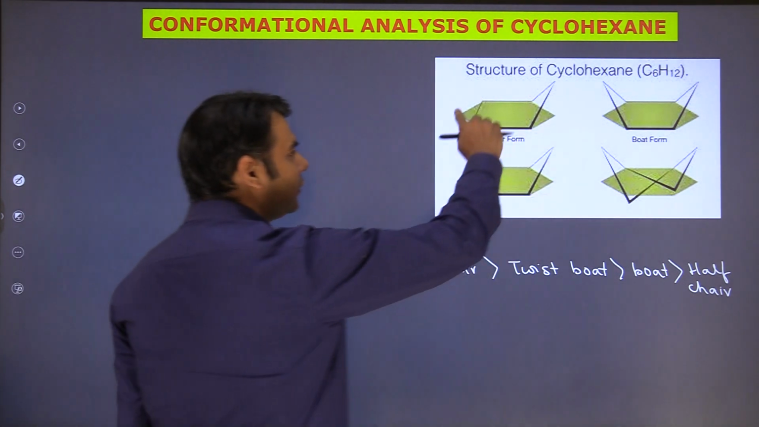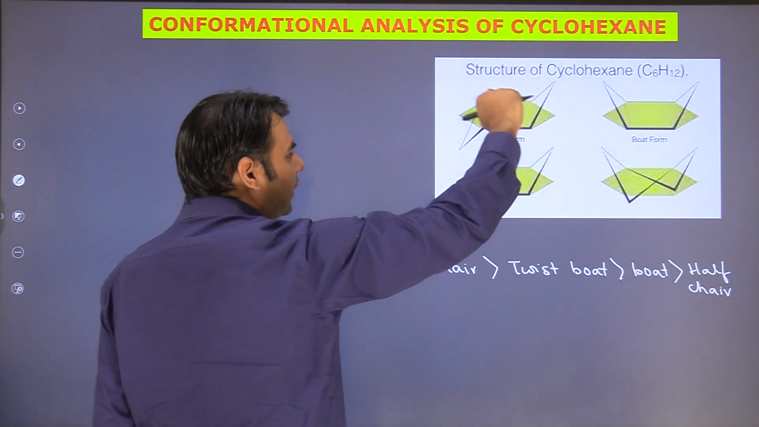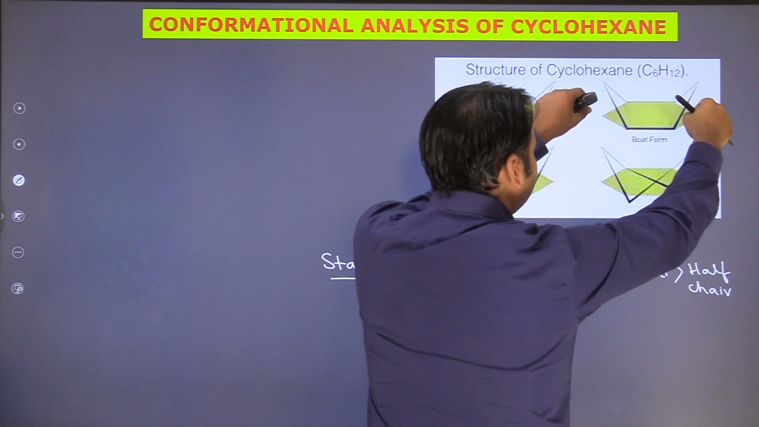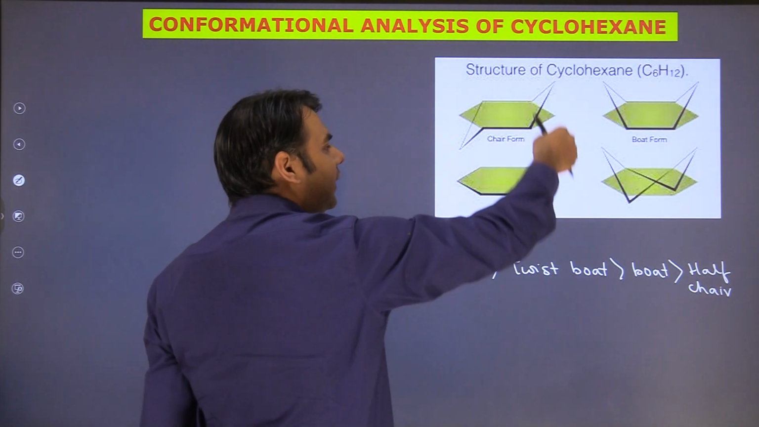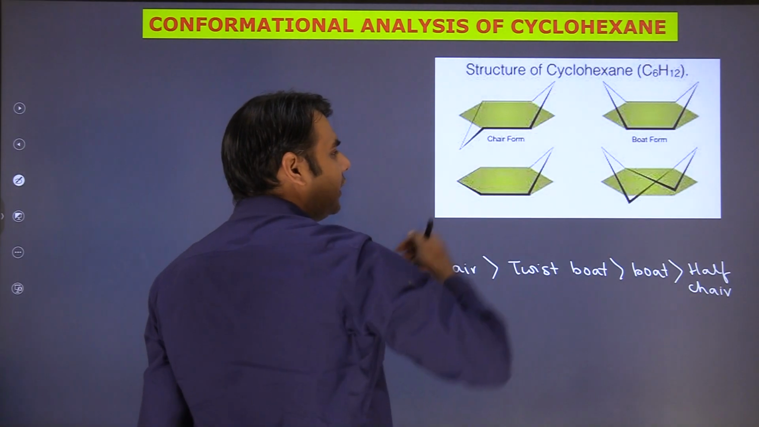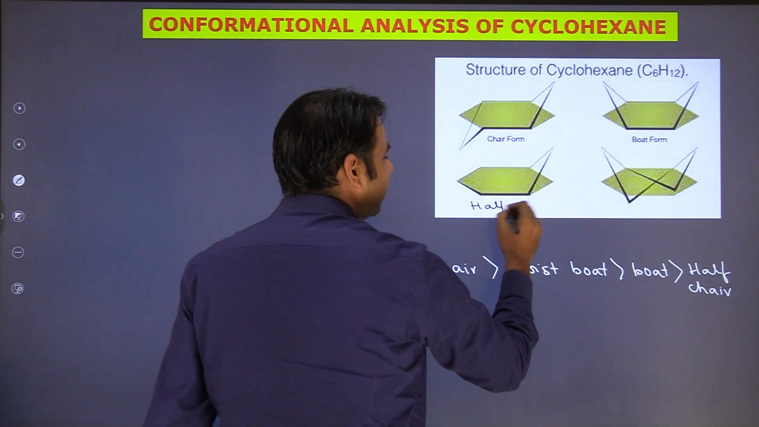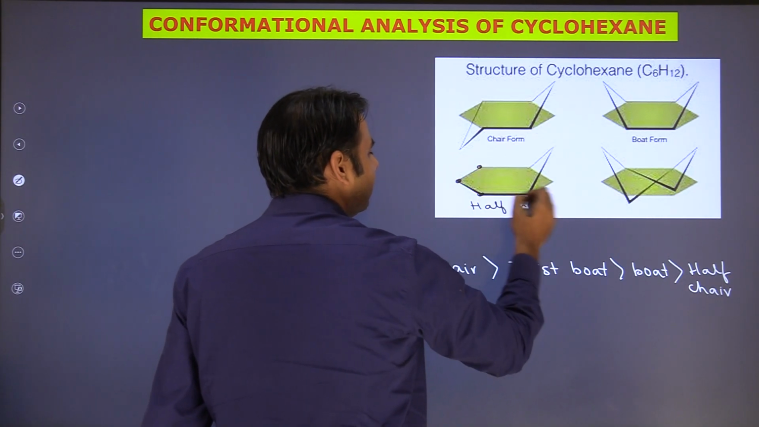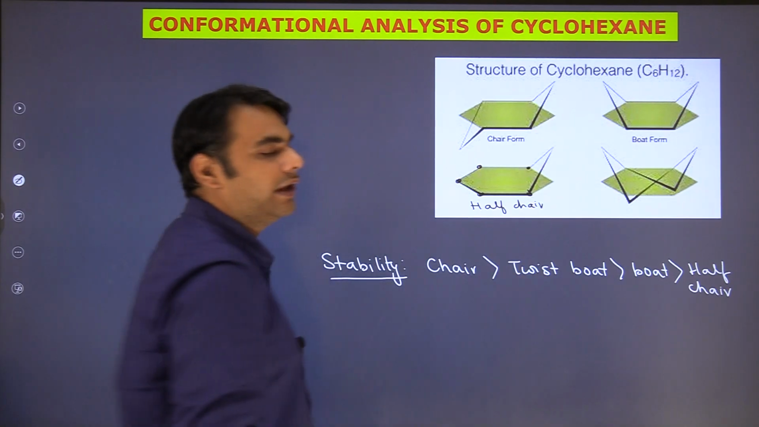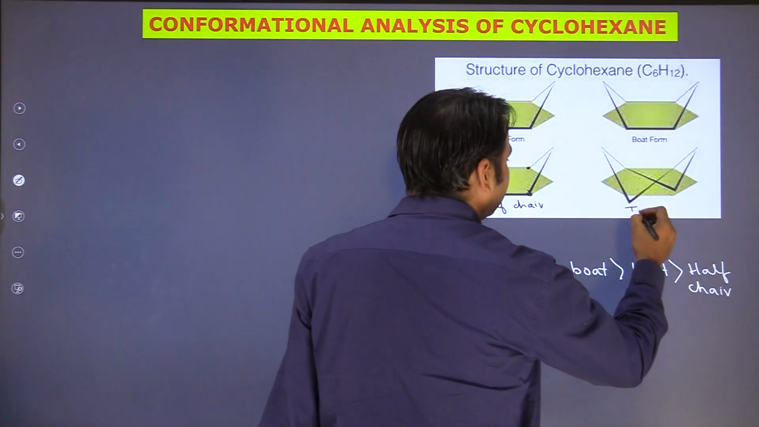You can see that this was your planar ring. I have taken one bond outside and one bond inside, so I have generated a chair form. Similarly here, I have taken both the bonds in the same direction, so this is your boat form. I have taken this in one plane, so this is basically your half chair. Half chair is highly unstable because all the bonds mostly are eclipsed over here. Due to eclipsing of all the CH bonds, this becomes unstable, and then you have a twist boat.